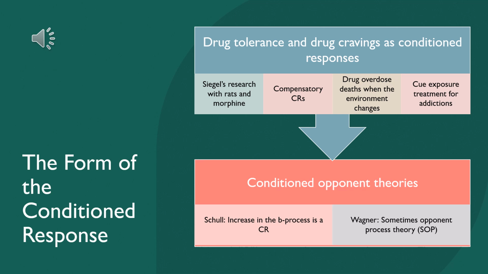There's something called SOP, which is back to Wagner again. It's Wagner's sometimes opponent process theory, or SOP for short. And so the SOP theory is a model of classical conditioning that builds on earlier opponent process theories. SOP theory states that stimuli can sometimes elicit opponent responses under certain conditions. And so in the context of drug use, the drug's primary effects are like an A process, and the opponent responses are the B process. They're conditioned and help maintain homeostasis.